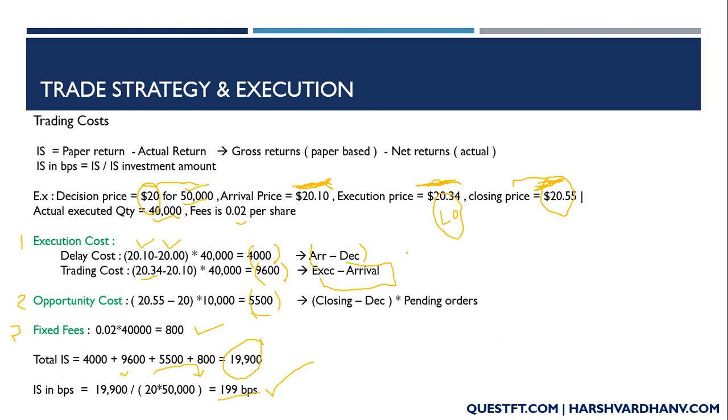So you can remember it like this: EOF, say end of file or something like that. Execution cost, opportunity cost, and the fixed cost. Fixed cost is very simple. This is the brokerage. Opportunity cost is the order not executed. Execution cost will have two components: one is the delay cost, one is the trading cost. Delay cost is based on the arrival price, trading cost is based on the actual price. And the sum of all these will become your implementation shortfall.